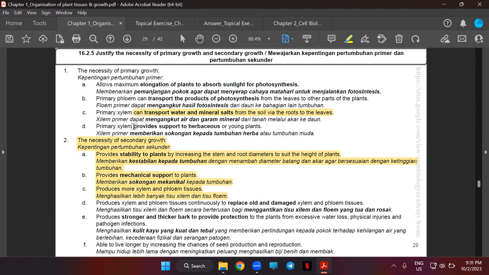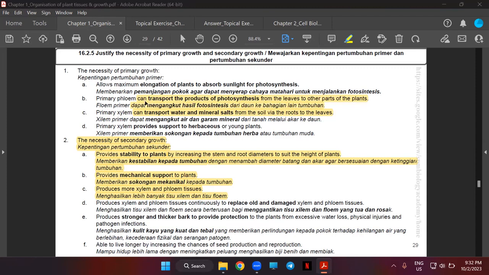Secondary phloem. Oh, okay, before that. Mechanical support kita sudah tulis, so I don't want to write the mechanical support yang diberikan oleh primary xylem. I mean the xylem. Next, you write this. Secondary phloem can transport the product of photosynthesis from the leaf to other parts of the plant. Phloem sekunder dapat mengangkut hasil fotosintesis dari daun ke bahagian lain tumbuhan. You get another 1 mark.